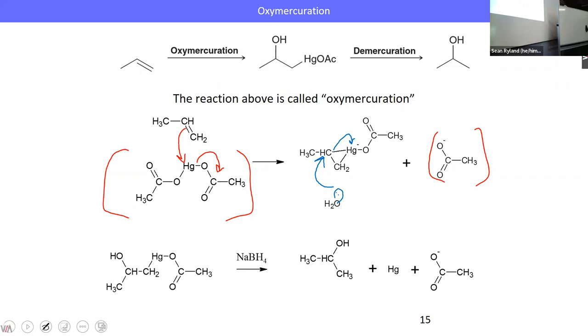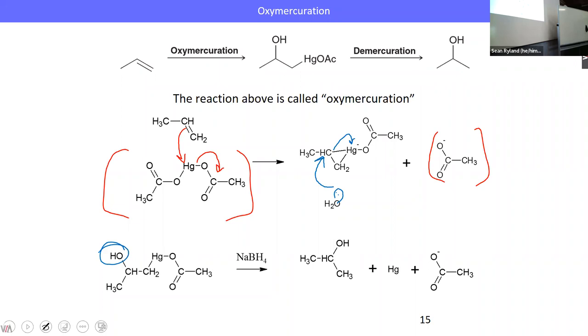But the next thing that happens is your H2O comes in here and acts as a nucleophile. And it still follows Markovnikov's rule, because the bond between the mercury and the primary carbon is stronger than the bond between the mercury and the secondary carbon, for the same reason as carbocation stability. There's less need for the mercury to be bound to the middle carbon. So you still wind up with your OH, and then you do a quick proton transfer to get here. You still wind up with the OH going on the more substituted carbon.